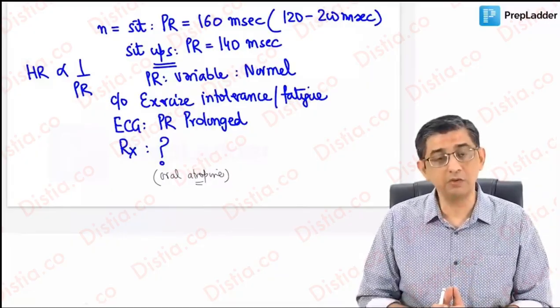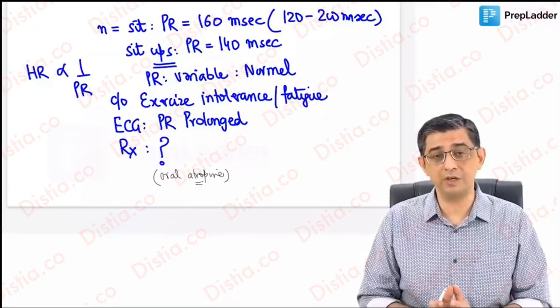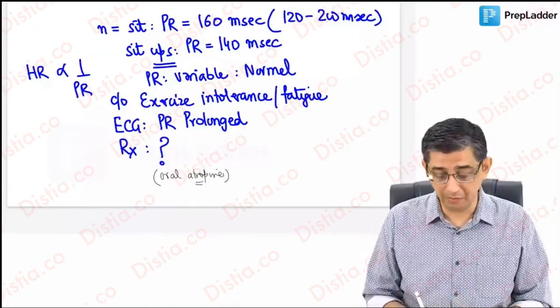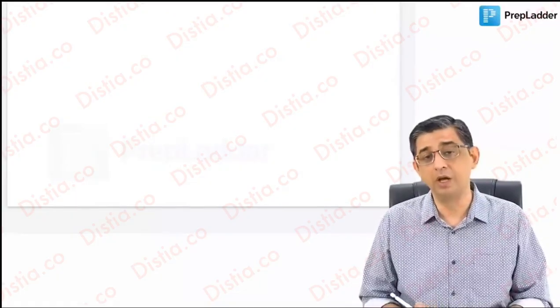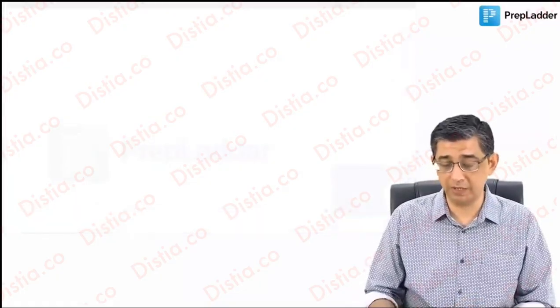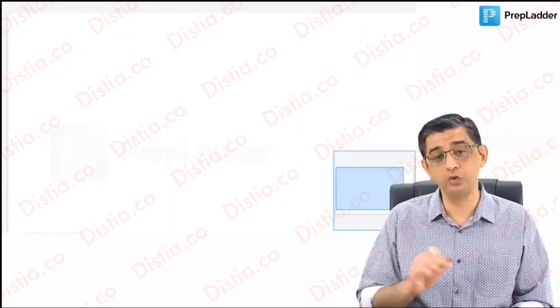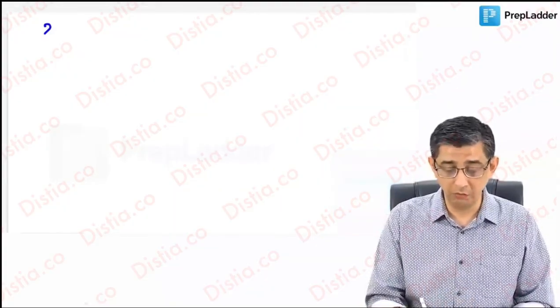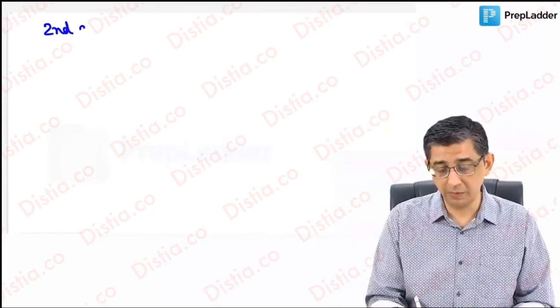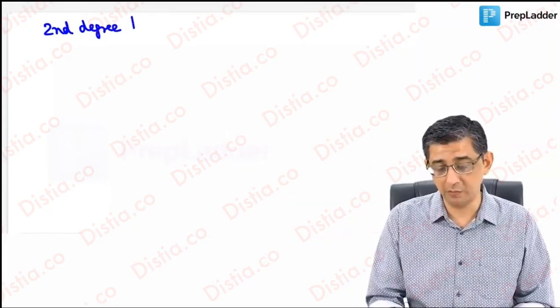So I would say that restriction of strenuous physical activity is what is recommended for these patients with first degree heart block. And now we will be comparing this with second degree heart block, which is the one that is usually asked in the exam. There are two variants of it. One is Mobitz 1 heart block, the second one is Mobitz 2 heart block.